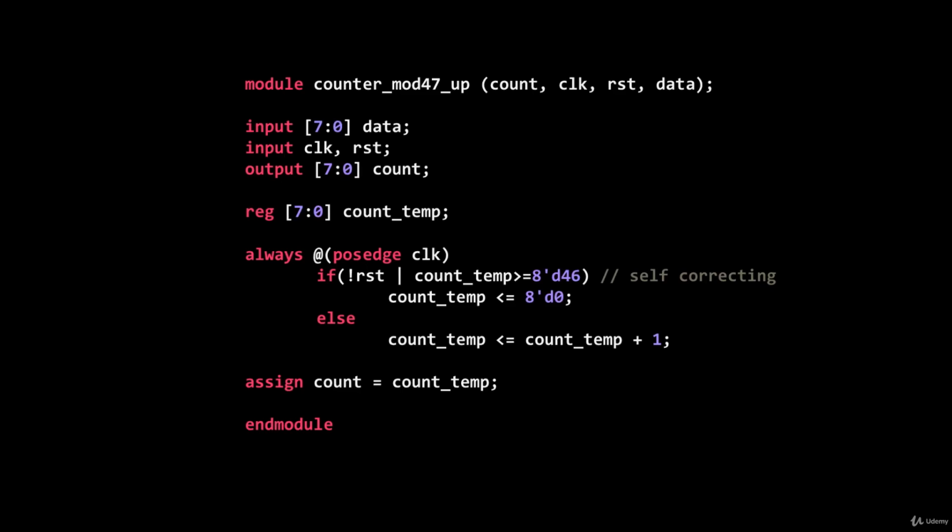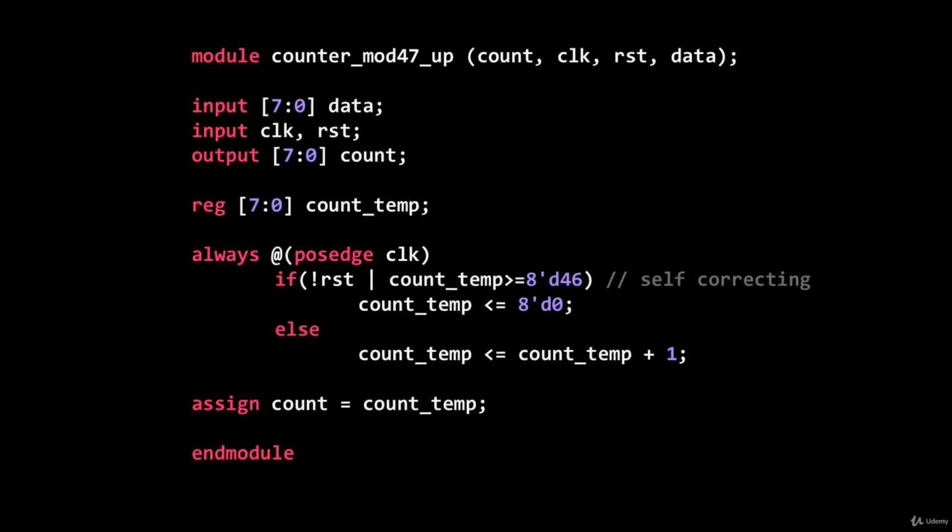Let's learn how to design a mod counter. So let's count from 0 till 46. We'll just do a basic up counter for now. So our count will go from 0 till 46, and after 46 the next count will be 0, right? Okay, so there are no additional inputs nor outputs. So count temp is the register.